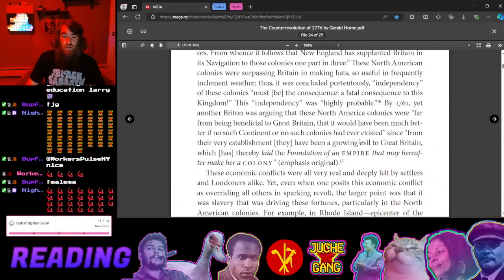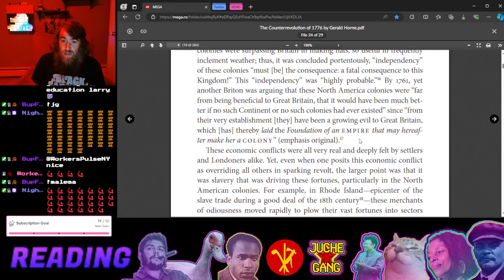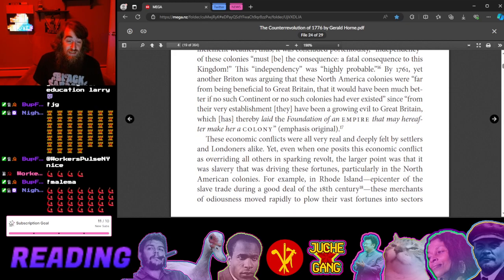Thus, it was concluded portentously that independency of these colonies must be the consequence, a fatal consequence to this kingdom. This independency was highly probable by 1761.